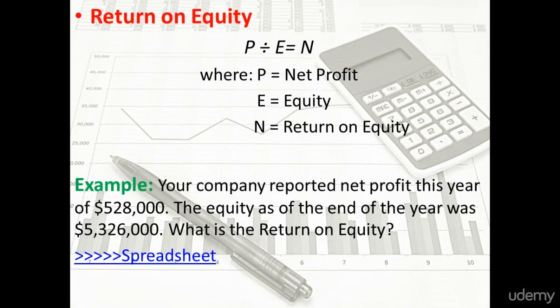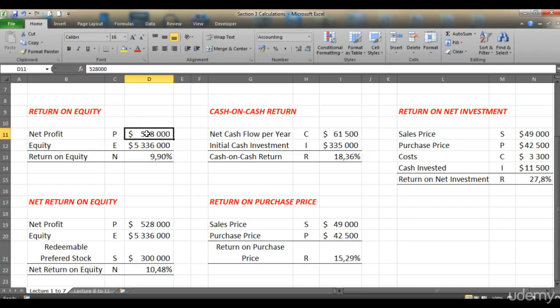Your company reported net profit this year of $528,000. The equity as of the end of the year was $5,326,000. What is the return on equity? Let's see it on a spreadsheet. In the spreadsheet, enter the value of net profit and equity, and the calculation is very simple. Divide the net profit by the equity and you will receive return on equity in percentage.